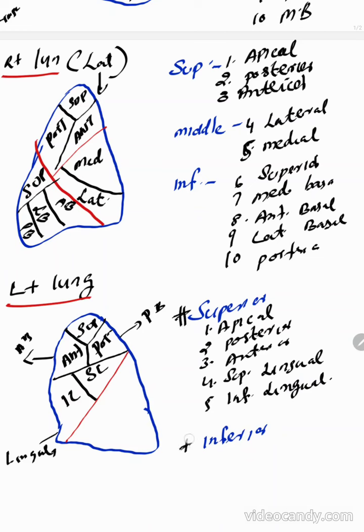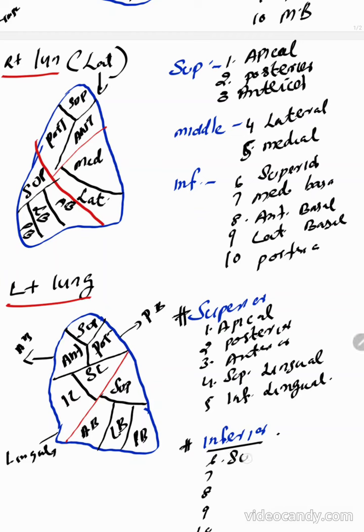Now let us see the inferior lobe of the left lung. So total 5 are there: 6, 7, 8, 9 and 10. Let us see what they are. The inferior lobe is the same as that of the right lung. So what you do, just make a section over here, a line there, then divide into 3. This is superior, you get anterior basal, posterior basal, lateral basal. Okay, and the medial basal is on the medial aspect.